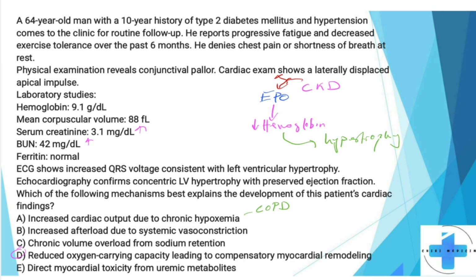Option B, increased afterload due to systemic vasoconstriction. This can also lead you to that concentric hypertrophy, but eventually it might actually go completely to heart failure, right? This is the kind of mechanism you see when you have hypertension, so chronic hypertension.